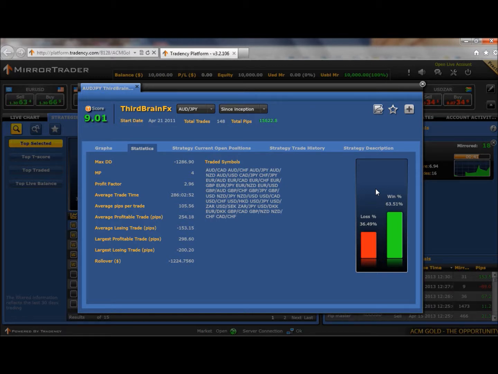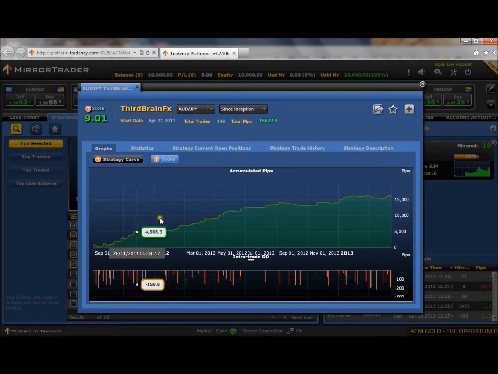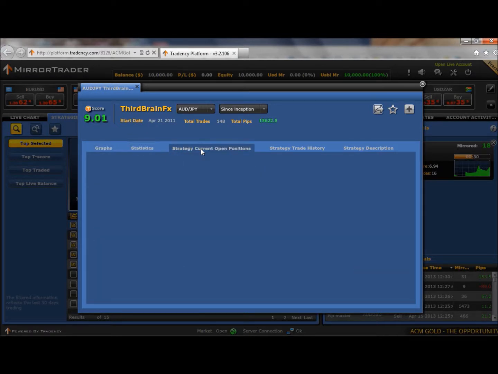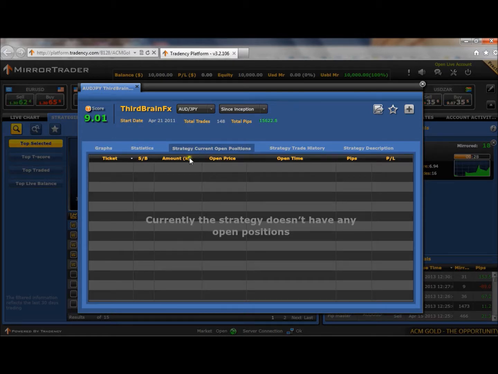So even a 90% win ratio could still mean that the guy loses money. So what you really want to have a look at is the graph and see the consistency of the graph. Alright, next to that we have current open positions. Here there's nothing at the moment. He's got no trades. If he did have open trades, you would see them here.